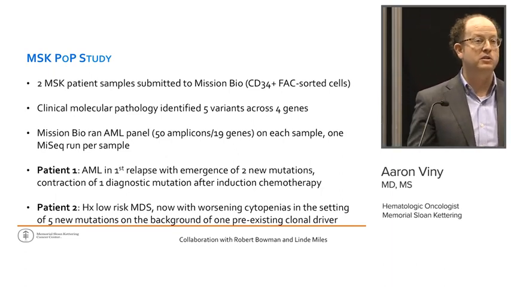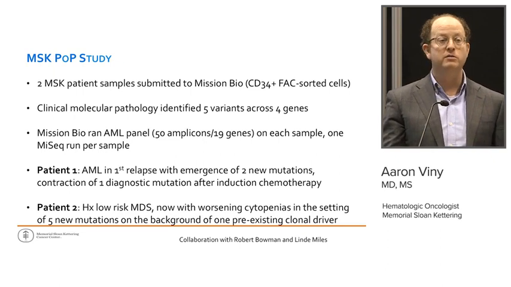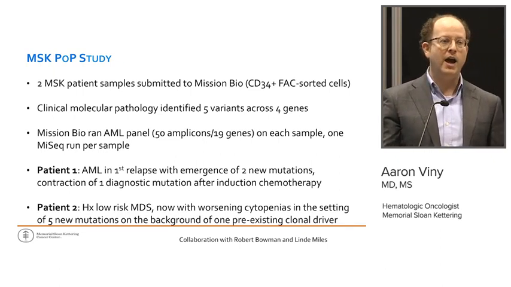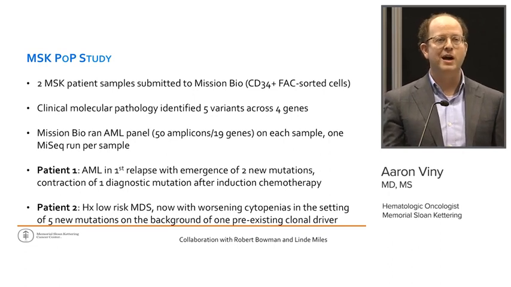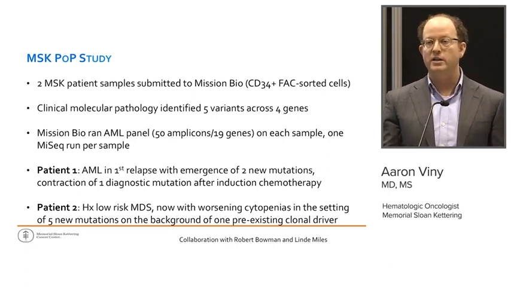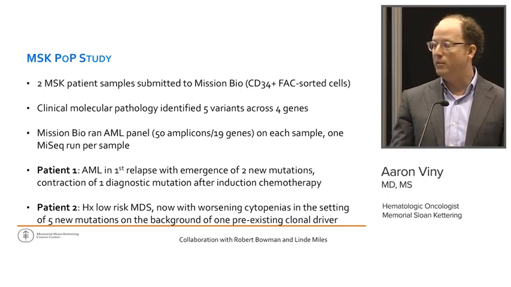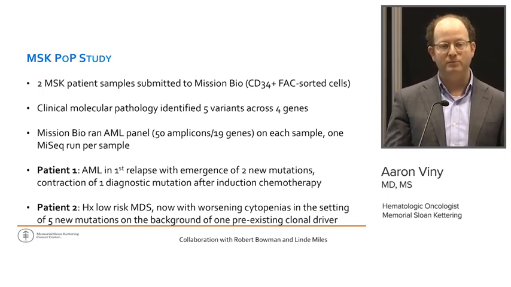The first patient that I'm going to present is a patient who had AML, received induction chemotherapy, and had persistent disease at their day 28 bone marrow. This patient had acquisition of 2 additional mutations not identified on their diagnostic specimen, and actually contraction of 1 mutation after induction chemotherapy.